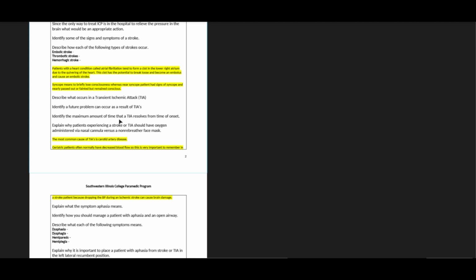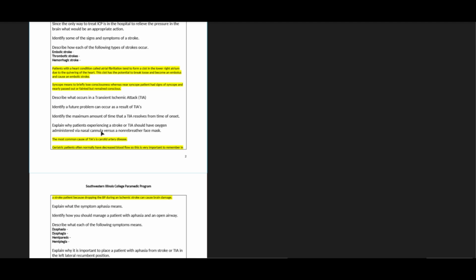And identify the maximum amount of time that a TIA resolves from time of onset. I think technically the limit is 24 hours, but I don't think I've ever encountered a patient whose TIA lasted that long. But yeah, I think that's the cutoff.